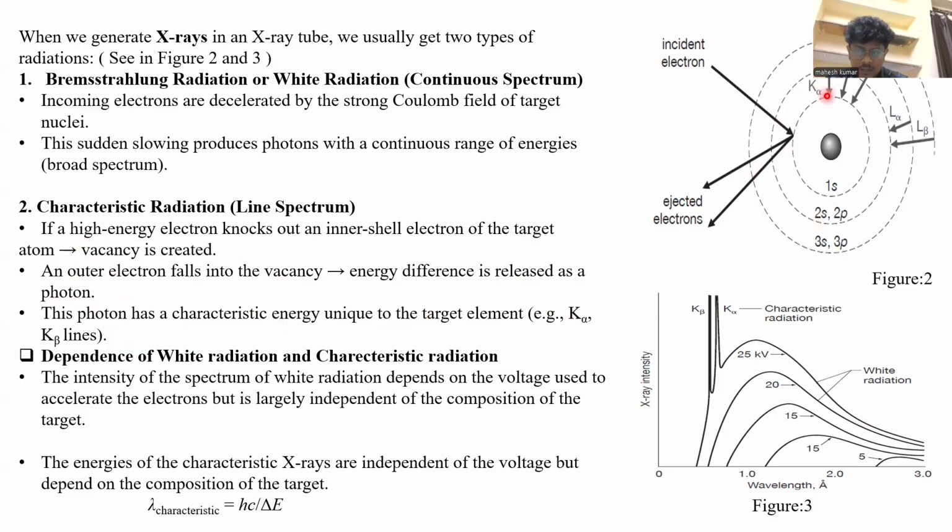See in figure 2. These are the K alpha, K beta, K gamma, and L alpha, L beta lines. We will discuss in the next slide.